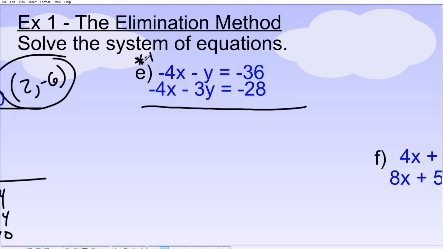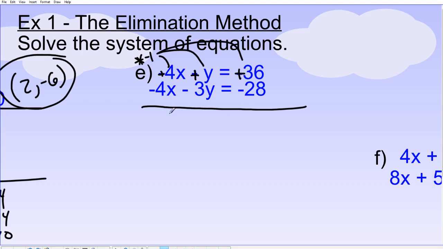I'm doing the top one. So if I multiply this by negative 1, it just becomes a positive 4. Negative y times negative 1 becomes a positive y. Negative 36 times negative 1 becomes a positive 36.